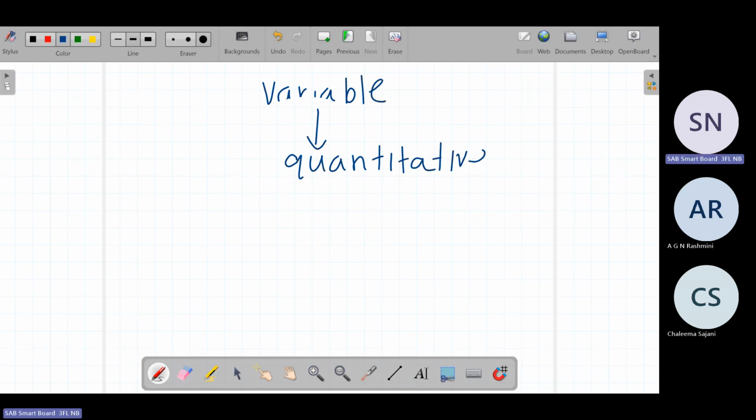Tell me, what are the two types of quantitative variables? Chapter number 2, you studied. Tell me. Discrete and continuous.